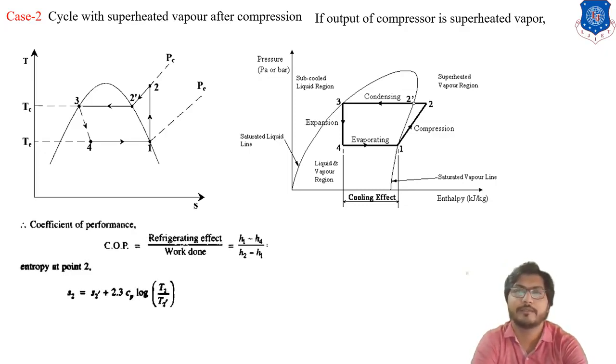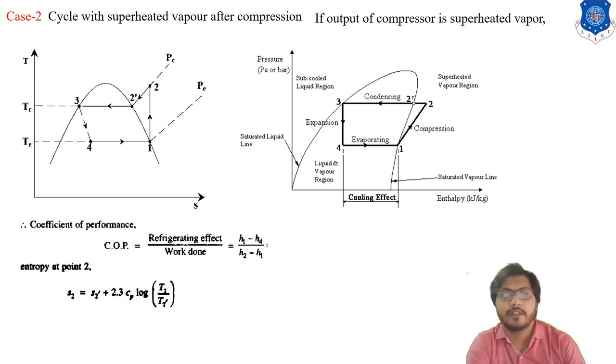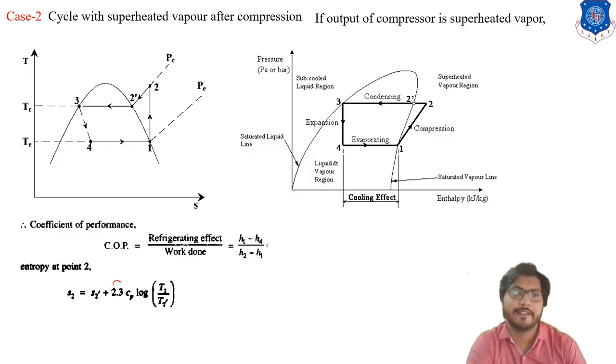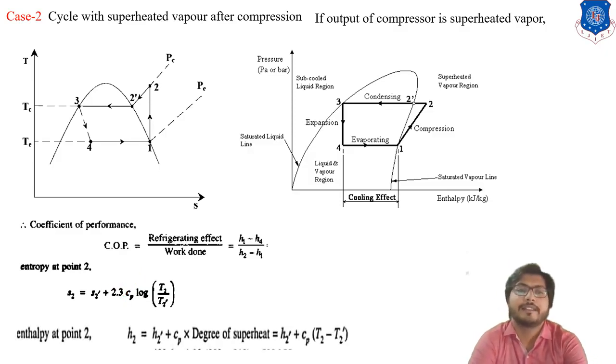How to calculate? First we calculate the entropy at point 2. S2 equals S2 dash plus 2.3 Cp of vapor log (T2 by T2 dash). If you don't put 2.3 here, you just write ln, the natural log. So the natural log is converted into log, that is, multiplied by 2.3. Okay. Now the enthalpy at point 2, that is H2, equals H2 dash plus Cp times the degree of superheat.